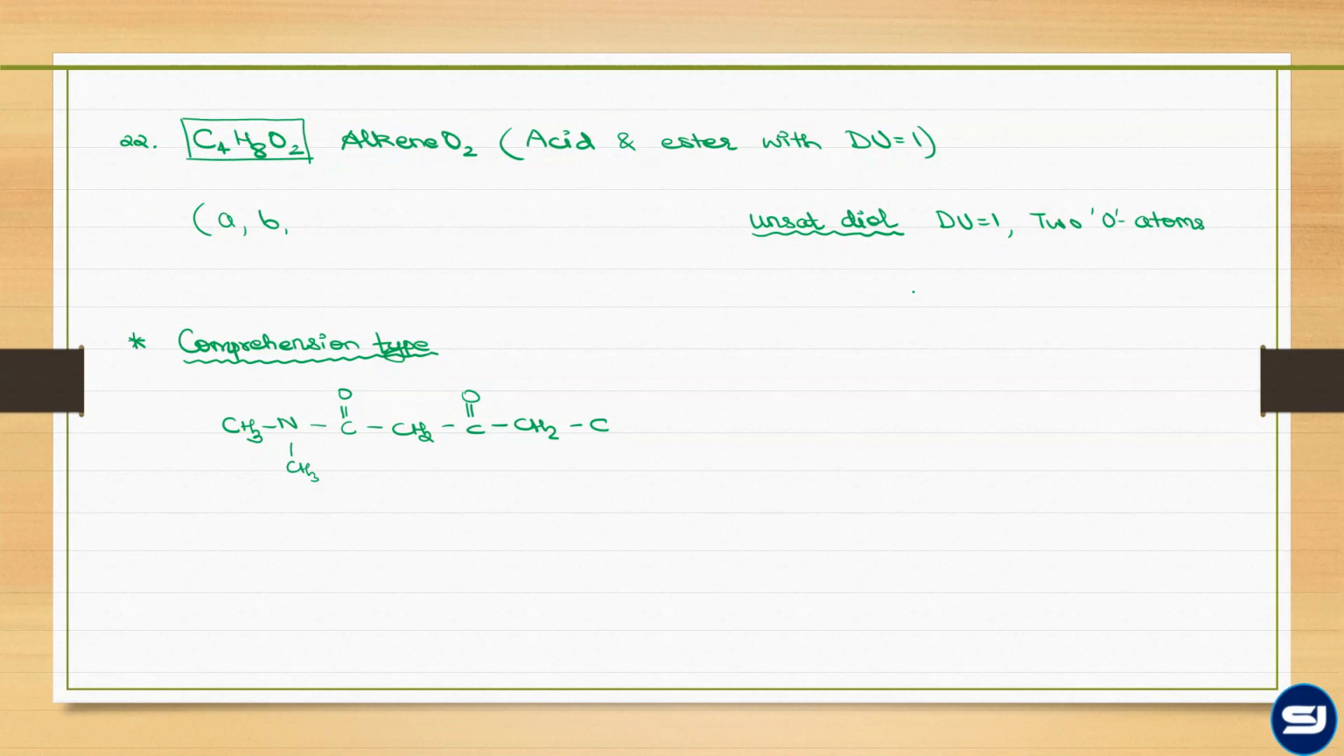Yes, sir. Similarly, if there is a diol, we know that alcohol is an isomer of ether. So this can also represent an unsaturated diether. Can you think of something else? What else can this represent? DU is 1 and there are 2 oxygen atoms.